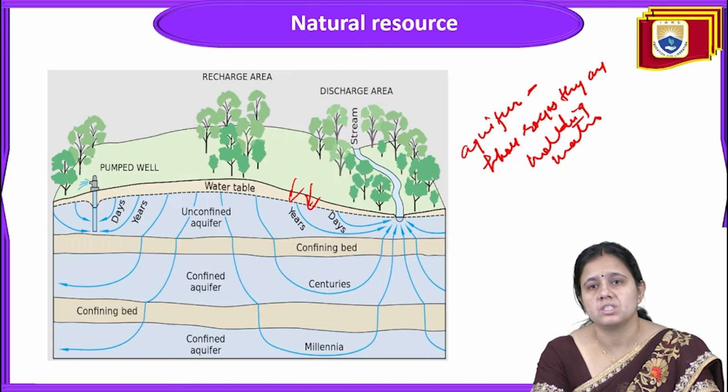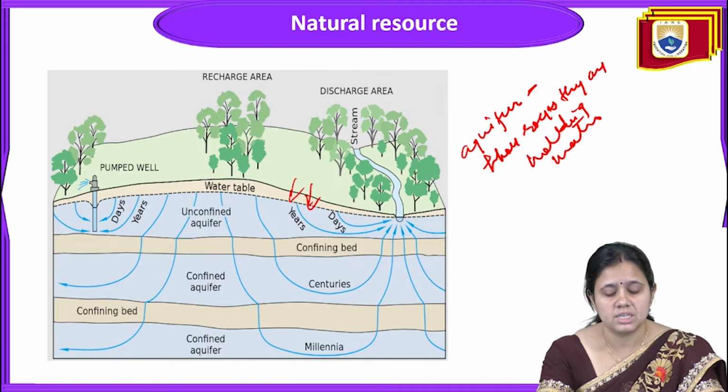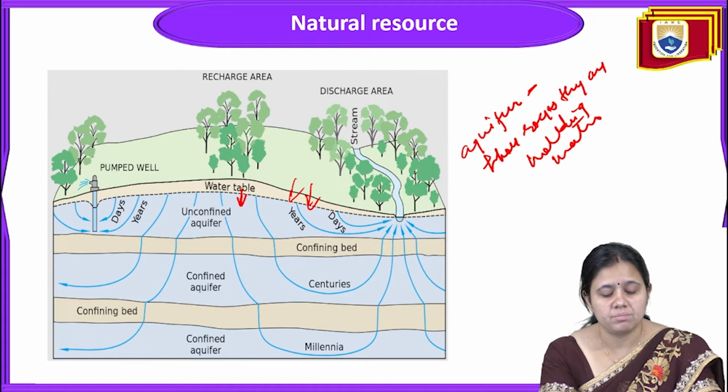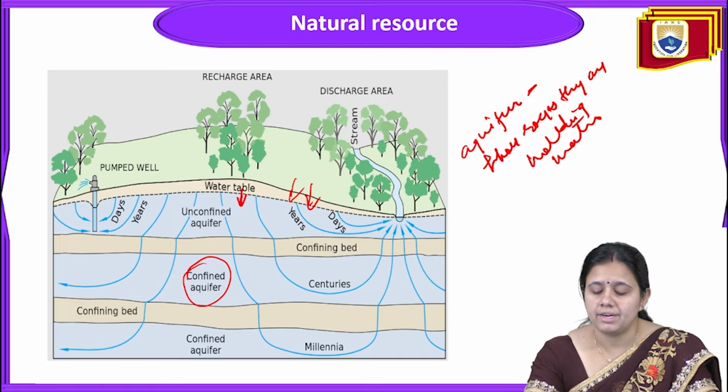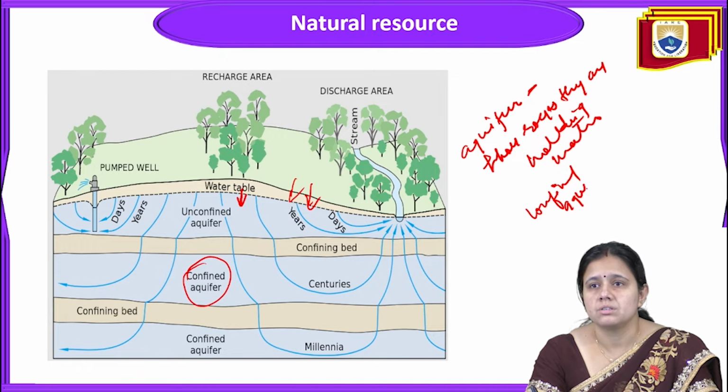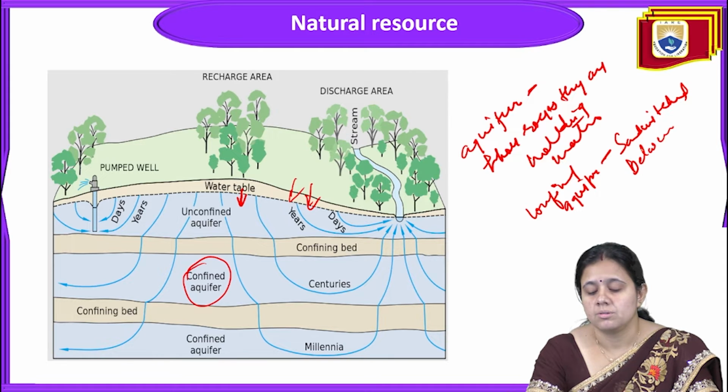So there are two types of aquifers: confined aquifer and unconfined aquifer. Unconfined aquifer means it is just after the water table, so you can take water from there easily. But a confined aquifer is sandwiched between two bedrocks. Confined aquifers are sandwiched between two impermeable rocks.